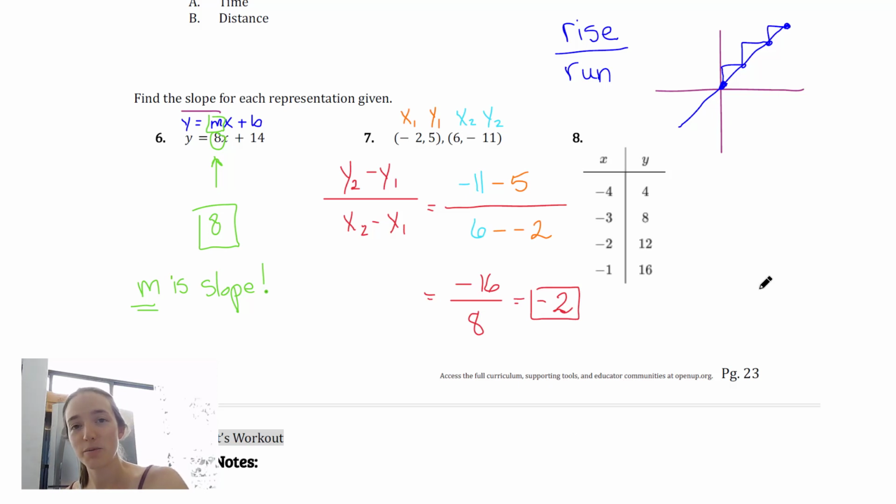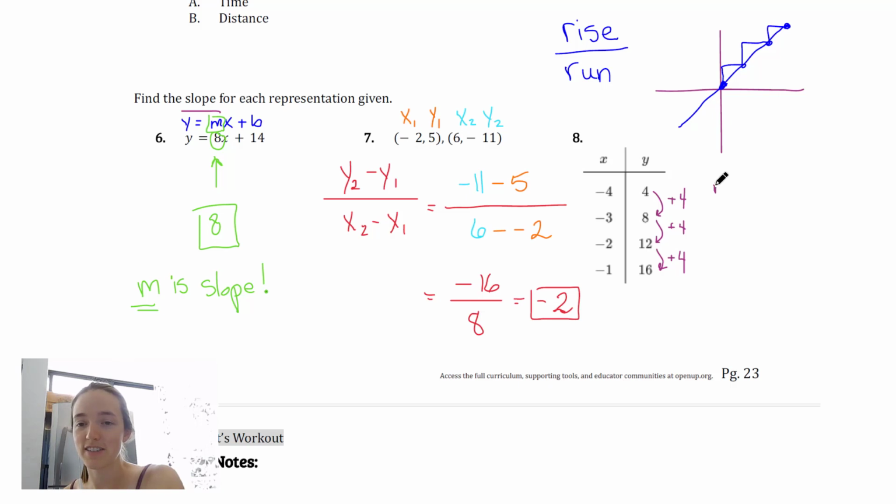Okay, the last way that we can find slope is in this table. So I'm going to start by looking for the rise, or how the y is changing. So from here to here, here to here, here to here. What's changing? I think the dog that you maybe are hearing in the background is telling us plus 4. Yep. So the y's are increasing by 4.